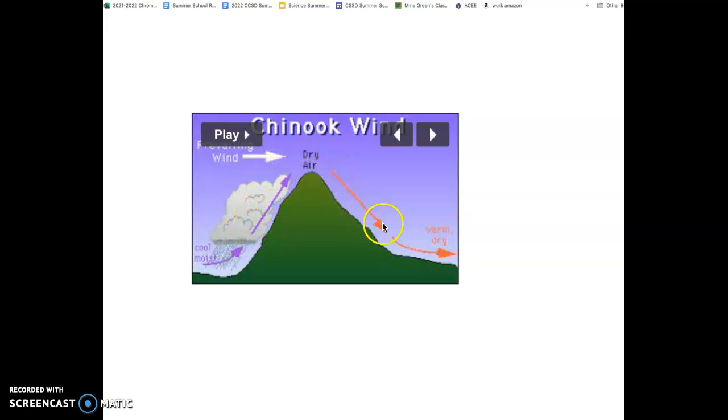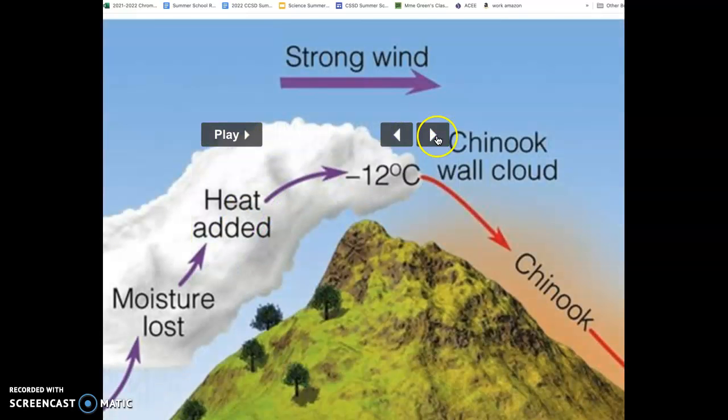And this warm, dry air that comes on the other side of the mountains that has no moisture is our Chinook. Okay, so plus 10 added heat. It's cold here, right? Colder on our side. So it's like a wall. It's a wall cloud, not a real wall, but like a temperature.